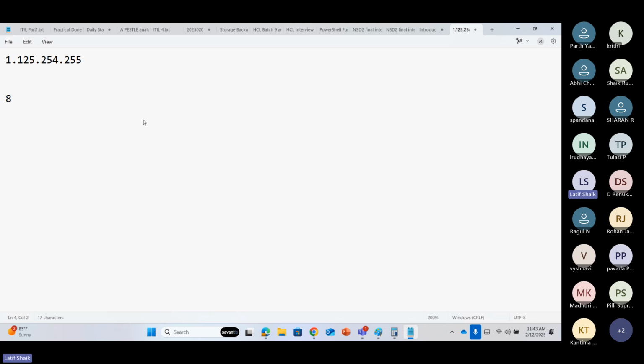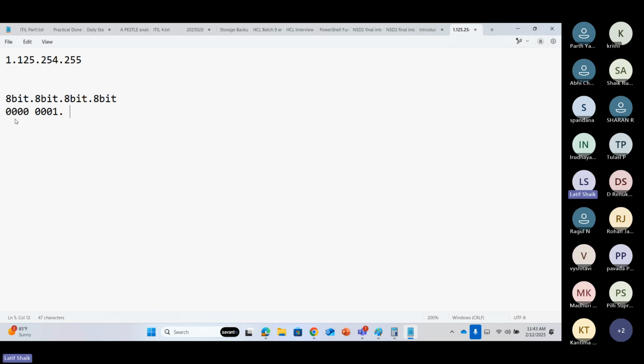So 8 bits in the first octet, 8 bits in the second octet, 8 bits in the third octet and 8 bits in the fourth octet. 8 bits means zeros and ones. If you write this same IP address in binary format, for example 00000001, this is 1. It is always an 8-bit pattern only.